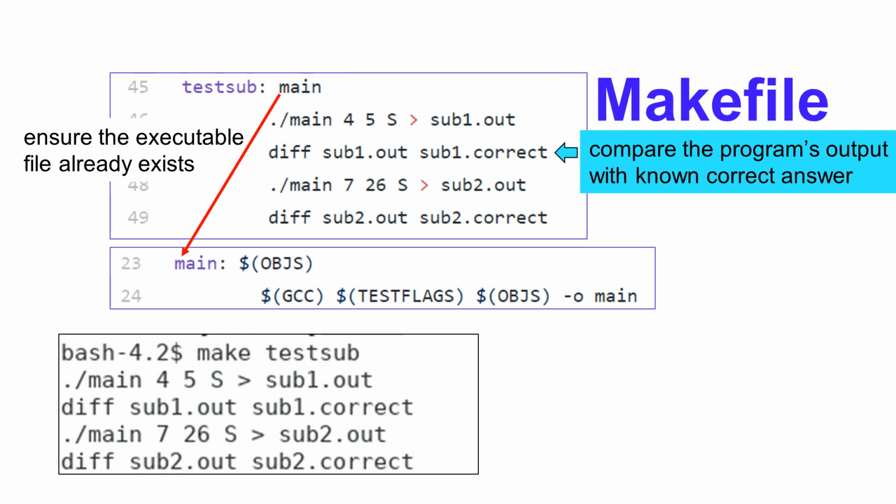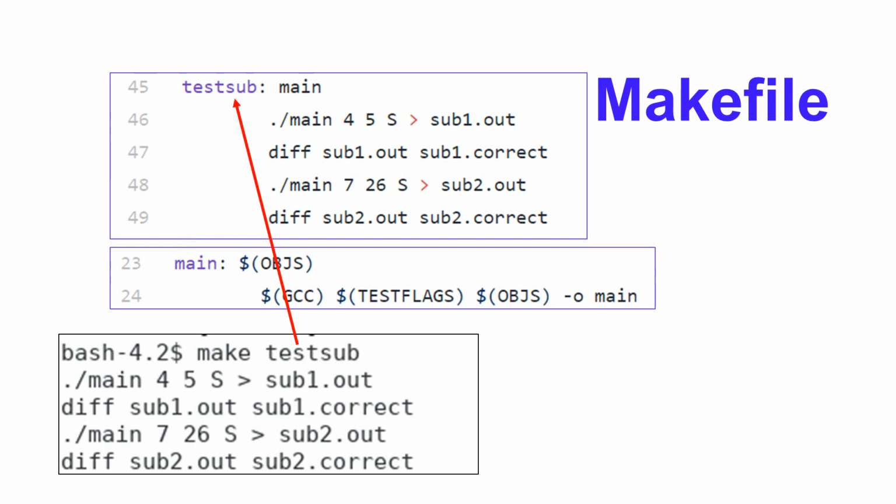The next line uses the diff command to compare two files. The first file is the newly created file that stores the program's output. The second file is the known correct answer. If these two files have the same content, the diff command says nothing. If these two files are different, the diff command points out which lines are different. The makefile has the second test case using 7, 26, and s as the arguments. The program's output is compared with another file, called sub2.correct, that stores the correct answer.